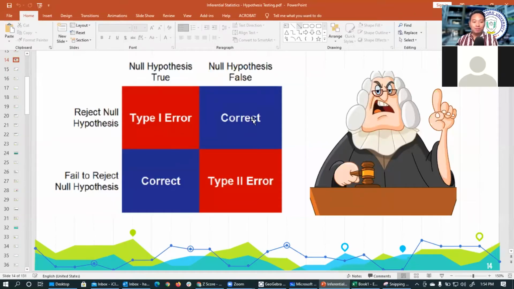Okay. So the last item that we have discussed, guys, are the two types of errors, type 1 error and type 2 error. I hope you can still remember what the differences between these two errors are.